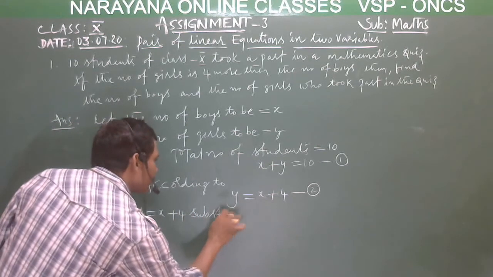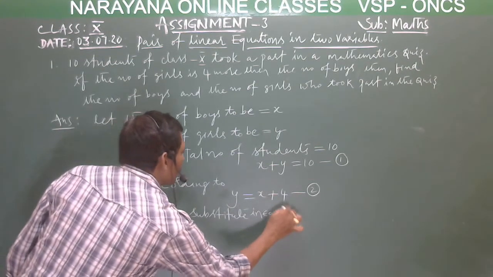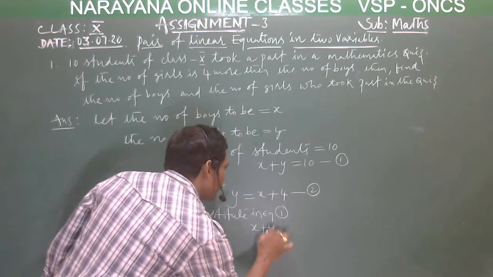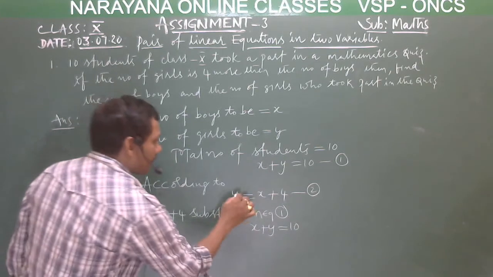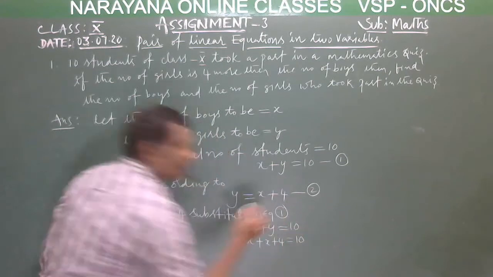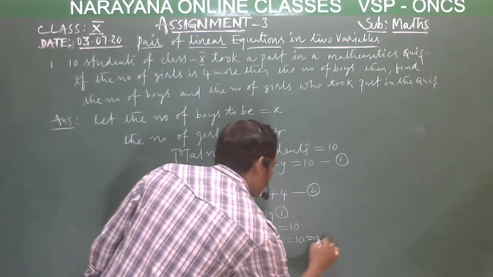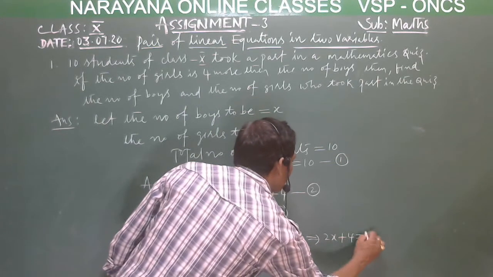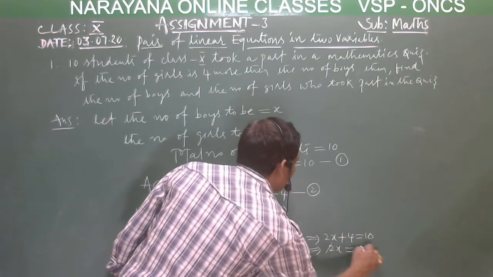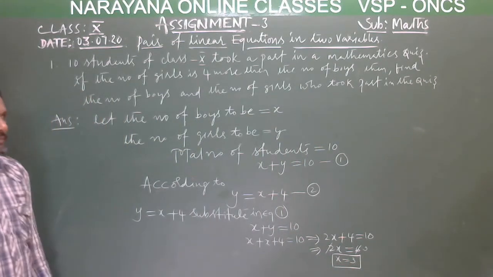Substitute in equation number 1. x plus y equals 10. Y value x plus 4 equal to 10. So x plus x is 2x. 2x plus 4 equals 10. So 2x equals 6. The 2s are cancelled. x equals 3. It will be the number of boys.